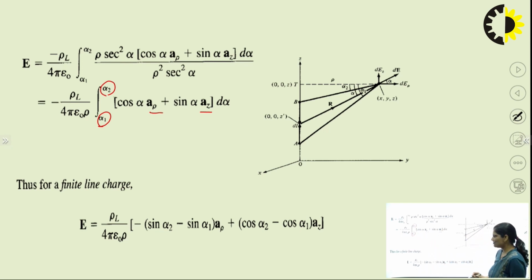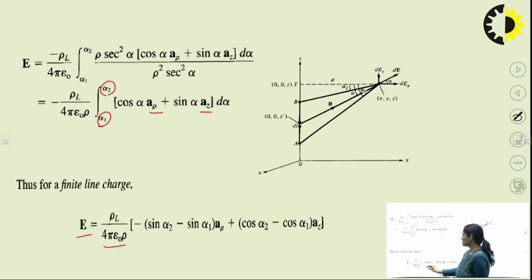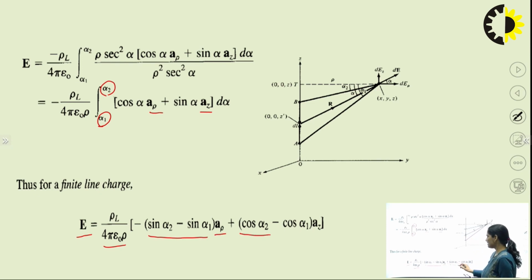for a finite line charge. You will get the electric field intensity equal to rho L upon 4 pi epsilon naught rho, in brackets, minus sin alpha 2 minus sin alpha 1 unit vector of rho plus cos alpha 2 minus cos alpha 1 unit vector of z. So while you are putting the values of alpha 1 and alpha 2 after integrating this equation, you will get this electric field intensity for a finite line charge.